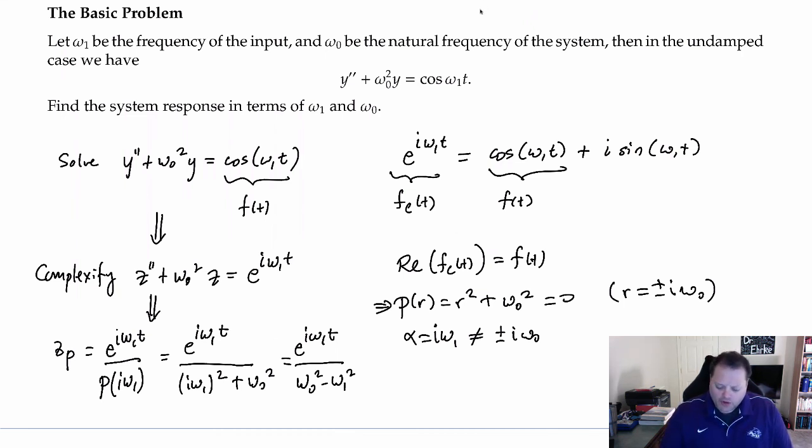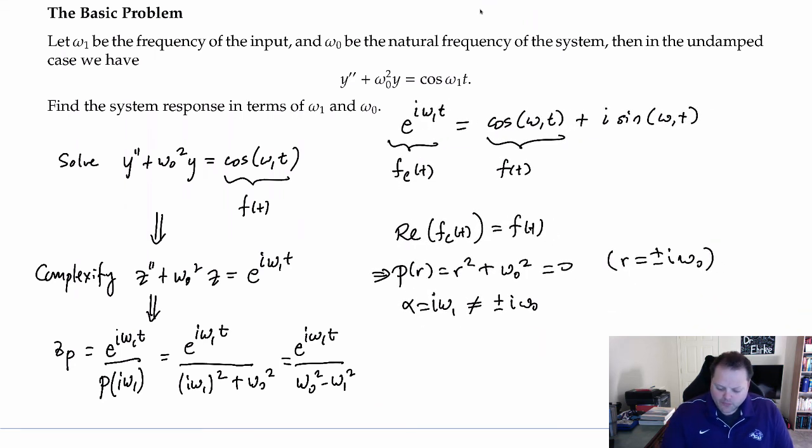And then if you recall from Monday's class, if I want to find the real solution, that ends up being the real part of the complex solution. And the reason that it's the real part is because our complex forcing function here is the real part of the actual forcing function. So we recover the real part of this expression. Well, the only part that's imaginary is the complex term, and we already know that the real part of that complex term is cosine omega 1t.